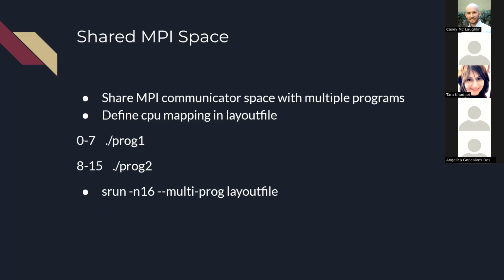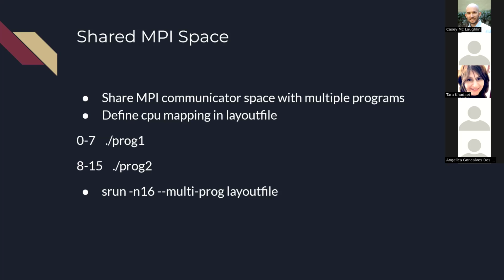In this case, you have two programs that share the same communication space. So you can do an MPI send from one program to the next. And the way you do it is you specify a layout file where you say the first 8 CPUs are for program 1, and the next 8 are for program 2.